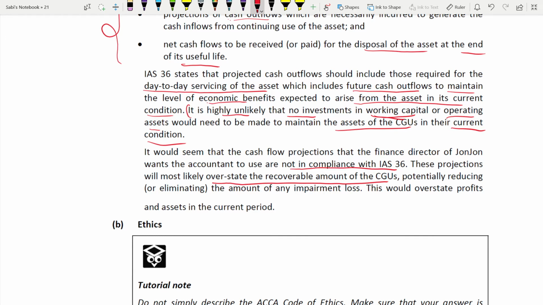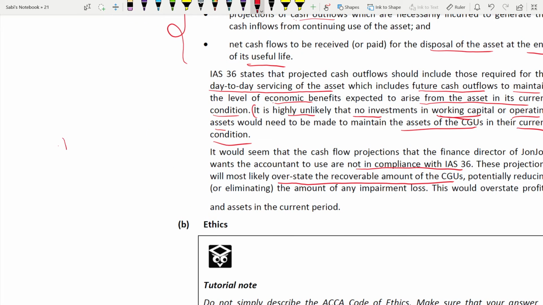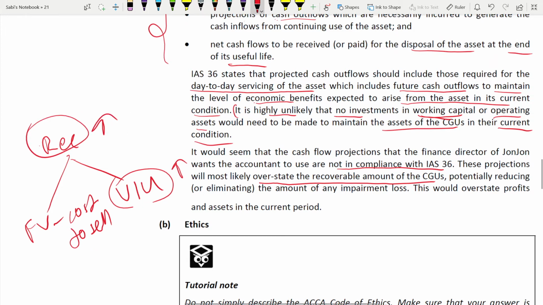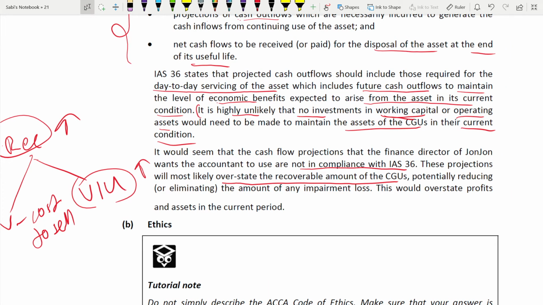Why recoverable amount? What is the recoverable amount? I will write it here only. You have to use the higher of fair value less cost to sell or value in use. So if this is higher, your recoverable amount also will increase, isn't it? And value in use will increase because you didn't include the investments in working capital, you didn't include the investments in operating assets. All these things are not included, so definitely your value in use will go up. Most of the costs, in fact, you didn't include in the value in use. So what happens? The outflows are missing, so this is likely to overstate the recoverable amount.